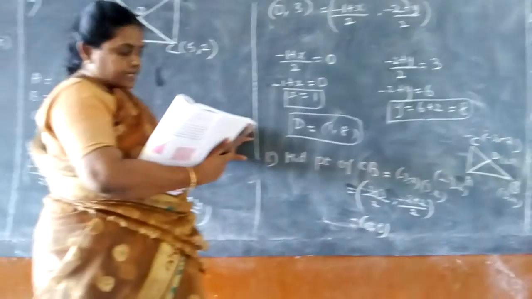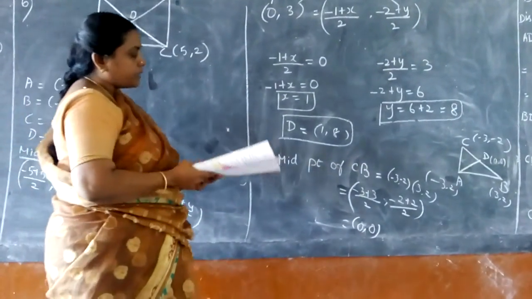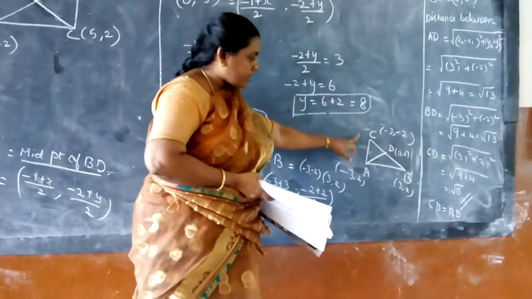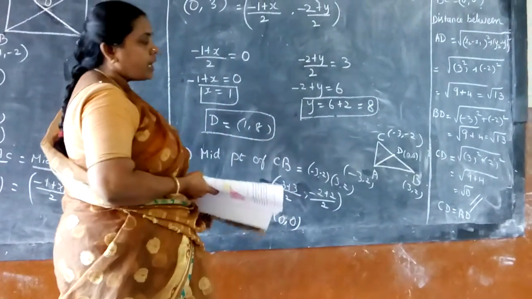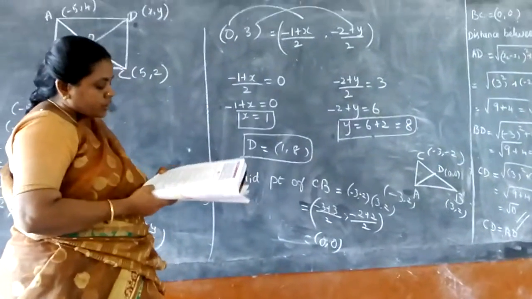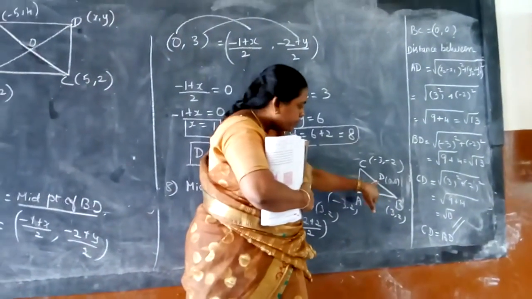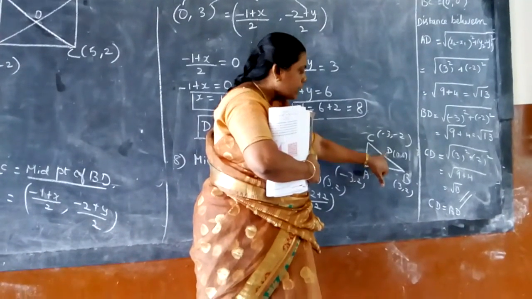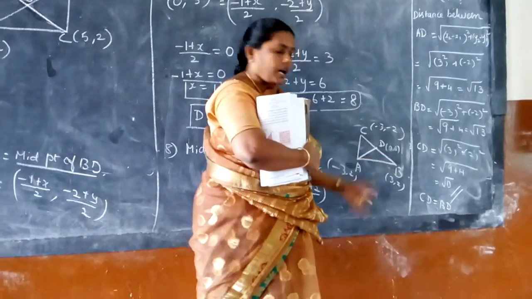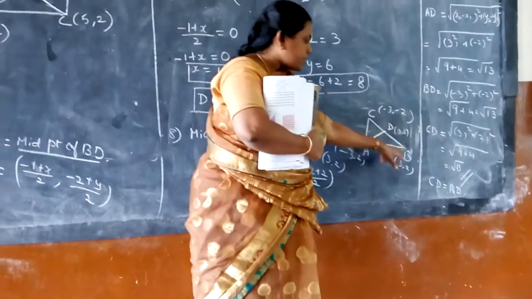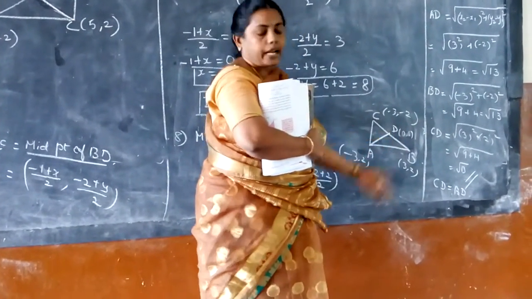Now we will pass on to the last sum in this exercise, which is the eighth question. A, B and C are the vertices of a right triangle. So I have drawn the right triangle here. Show that the midpoint of the hypotenuse, that means this is your hypotenuse, is at equal distance from the vertices. That means we have to show that AD is equal to CD and BD. C, B and A are the vertices.